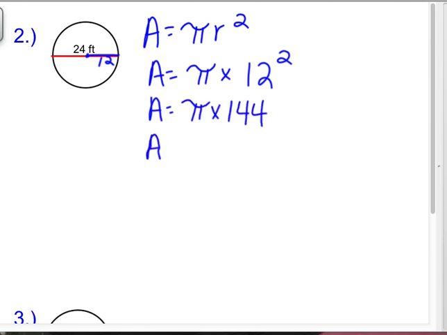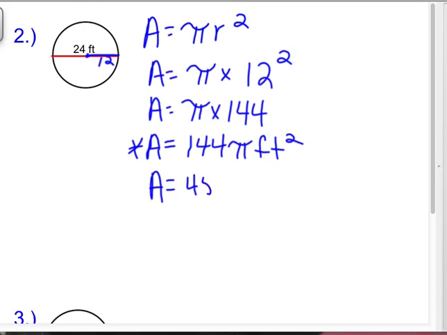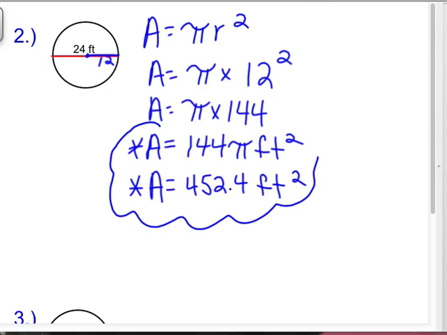So, here's my answer in terms of pi. 144 pi feet squared. So there's one of my answers. Now on your calculator, you take your 144 times the pi button, round it to the nearest tenth, and hopefully 452.4 feet to the second power. That is your second answer, and yes, you are supposed to have both answers.